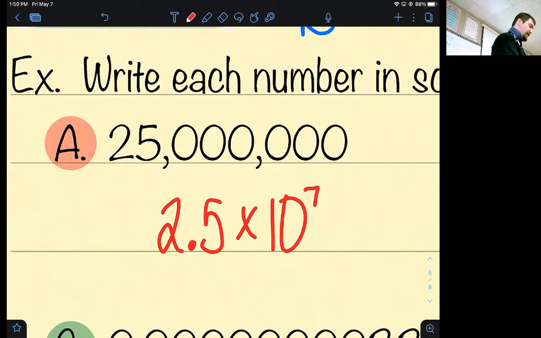You got it. Nice job. There's where my decimal needs to go. There's where my decimal currently is. So I have to move it to the right 1, 2, 3, 4, 5, 6, 7 spots.